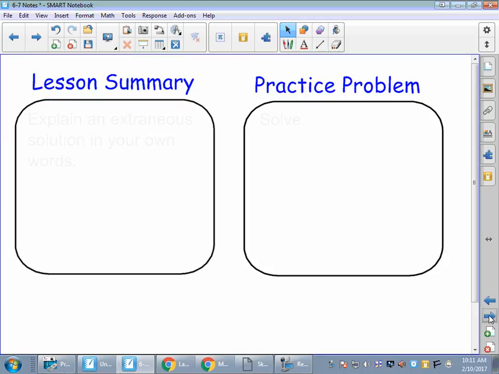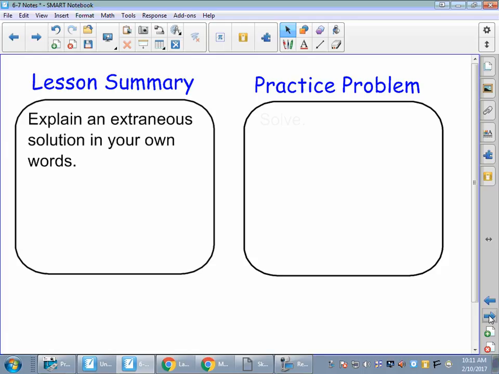All right, so I want you to explain what an extraneous solution is in your own words, and I need you to solve that rational or radical equation. Good luck.